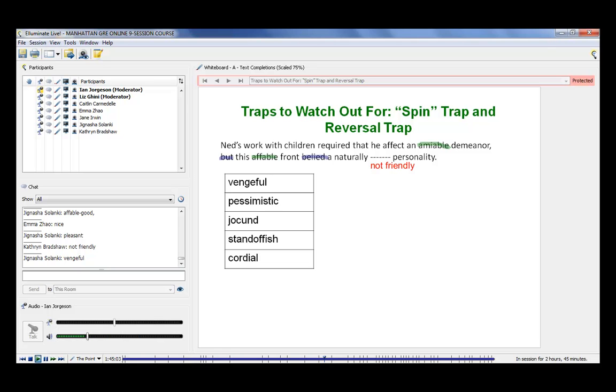Okay, now here's the thing. Not friendly. Does vengeful mean not friendly? Why not? Doesn't vengeful, if someone's, yeah, it's pretty extreme. I don't know, I might keep it the first time through, but yeah, it seems very extreme. How about pessimistic?